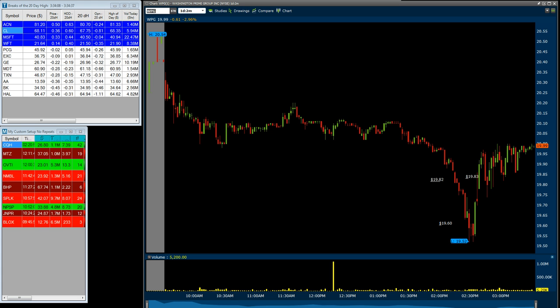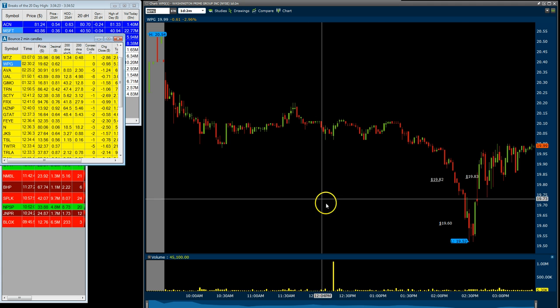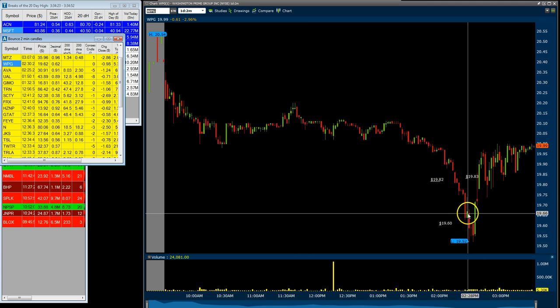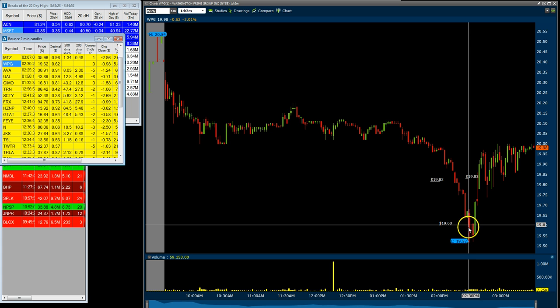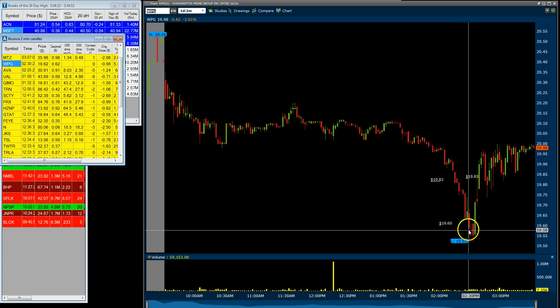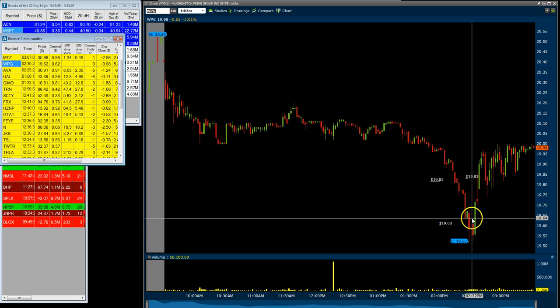Let me see if I can find it. WPG came in at 2:30. So right here, let me just bring this in. Right here, I received the alert at 2:30 and at 19.62. So right in this area here. I watched it go down a little bit, right to this level, and then it looked like it wanted to hold this level. And so I took the trade at 19.60.